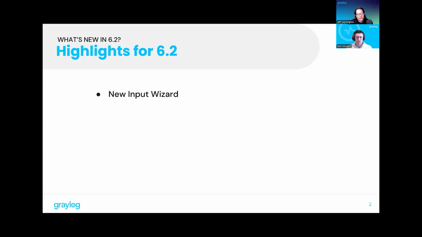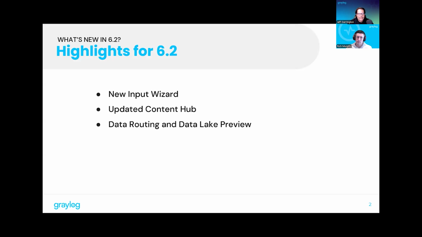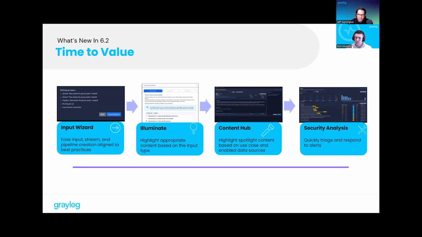So the first thing is the new input wizard. We'll go through the updated content hub. We'll also go through data routing and data lake preview. We also have events and detection chains. This will also branch off and talk slightly on the Sigma rules version 2 and correlation. To move through these features, there are ways in which Graylog is improving the analyst experience and usability of Graylog to speed up the time to value.